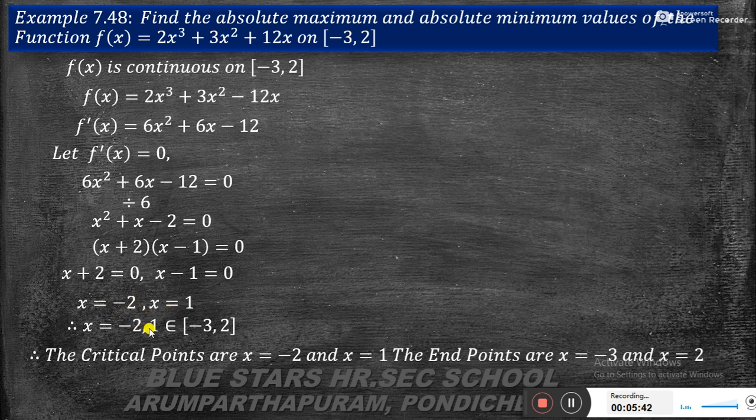So these numbers, minus 2 and 1, both lie in the interval, because the values between minus 3 and 2 are minus 2, minus 1, 0, 1. So these are the between values. So minus 2 and 1 lie in the interval. Therefore the critical points are x equal to minus 2 and x equal to 1. And next I take the end points. You see the interval here, the end points are minus 3 and 2. So x equal to minus 3 and x equal to 2 are end points.